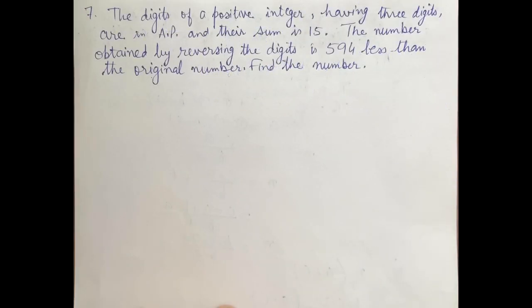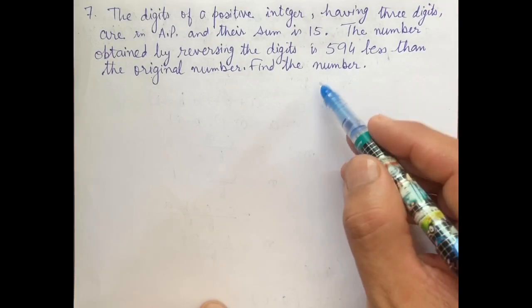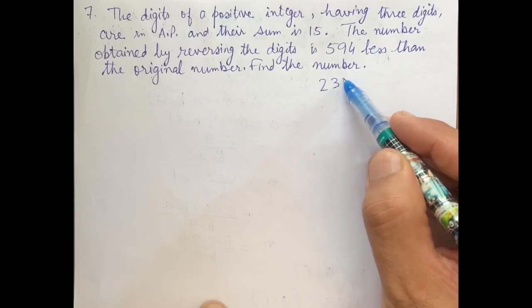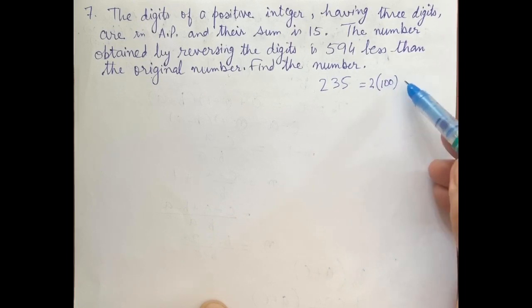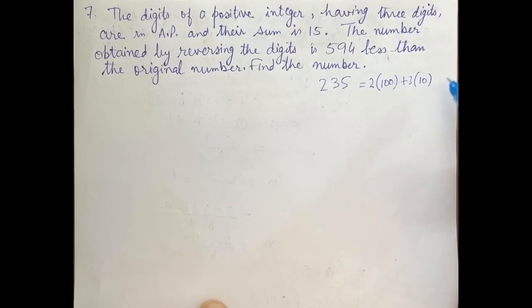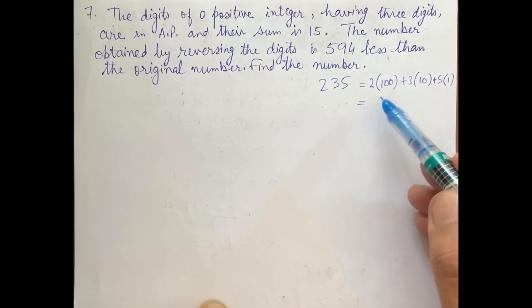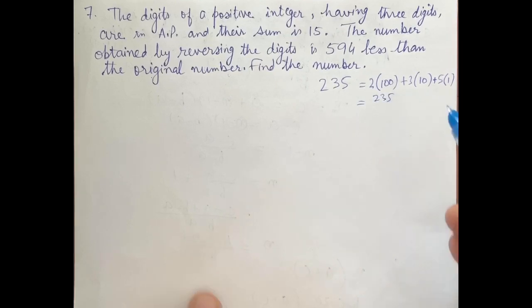Next question: the digits of a positive integer having 3 digits are in AP and the sum is 15. The number obtained by reversing the digits is 594 less than the original number. We have to find the number. Okay, before we discuss this question, let us say we have the number 235. This can be written as 2 into its place value, which is 100, plus 3 into its place value, which is 10, plus 5 into its place value, which is 1. So this is how we get 235.